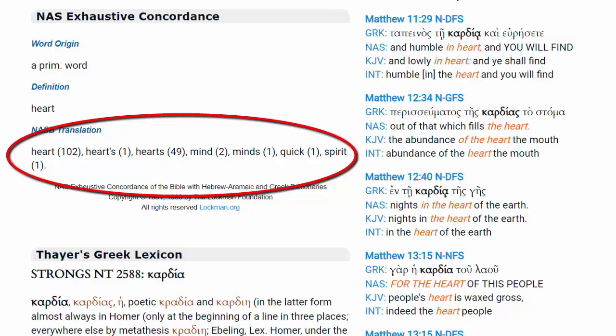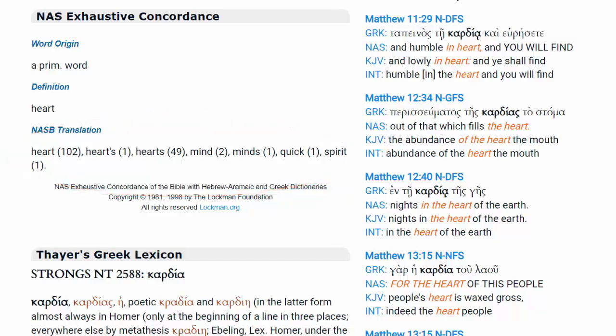Well, we find here under the NASB translation, New American Standard Bible translation, this is a little more useful because it gives us a sense of the distribution of the various range of meaning choices within this particular New American Standard Bible version. So, of the various quantity of times it shows up in the Greek New Testament, 102 times it is translated there with the word heart.